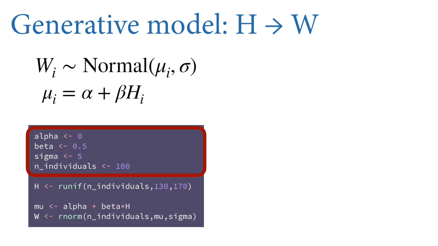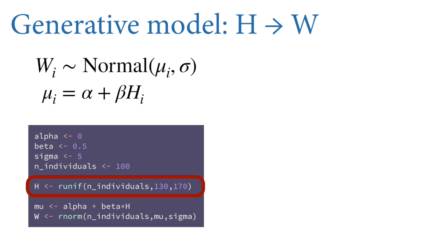Why does it have that implication? You look at the equation for mu, and you see if you replaced h with 0, the only thing that would be left would be alpha. And therefore, the definition of alpha in this model is an individual's weight when their height is 0. So if you have no height, you have no weight. And then the second parameter, beta, is the slope, and I've just picked 0.5, and then a sigma of 5, and we're going to simulate 100 individuals.